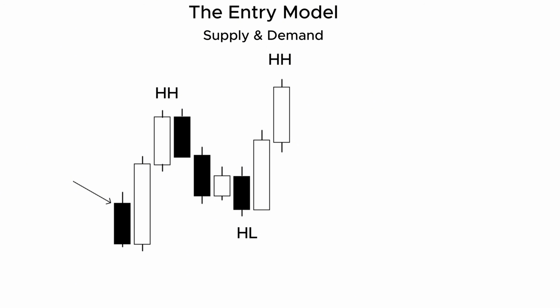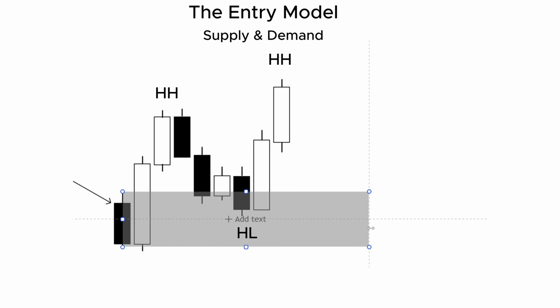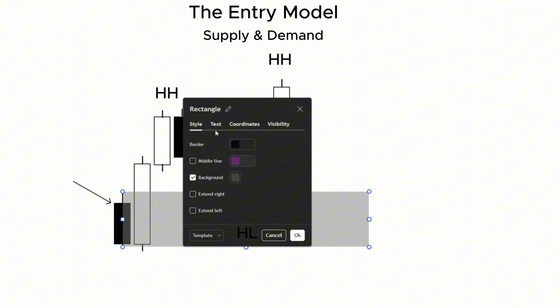Well, they're simply just the last candle that pushed to the downside right before having the market continue the uptrend. The demand zone is taken from that candle's higher wick to the lower wick, so basically the entire candle wick and body is the demand zone.